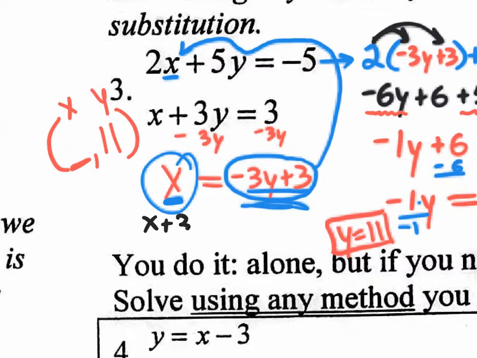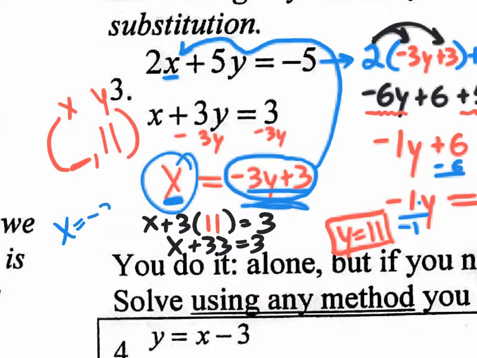X plus 3 times y equals 3. And we said we're plugging in the 11 right there. So that's really x plus 33 equals 3. And if you subtract 33 on both sides, you're going to get x equals negative 30. Because if you have $3 and you owe $33, there's not enough room to show it. But if you subtract 33, subtract 33, if you have 3 and you owe 33, you're still going to owe 30.